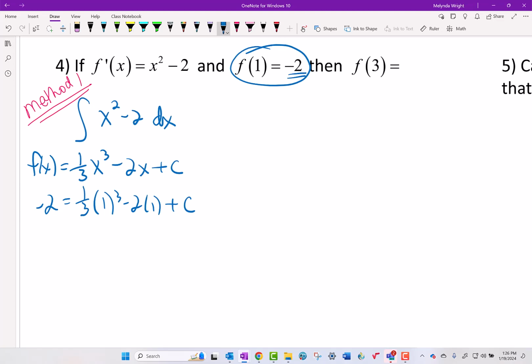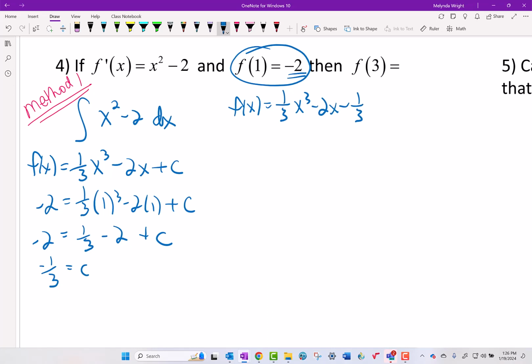Okay, we can do that. So arithmetic. 1 cubed is 1, so that's 1/3 minus 2 plus c. So I move the 2 over, add 2, and that goes away. So basically c is negative 1/3. Okay, so f of x is 1/3 x cubed minus 2x minus 1/3.